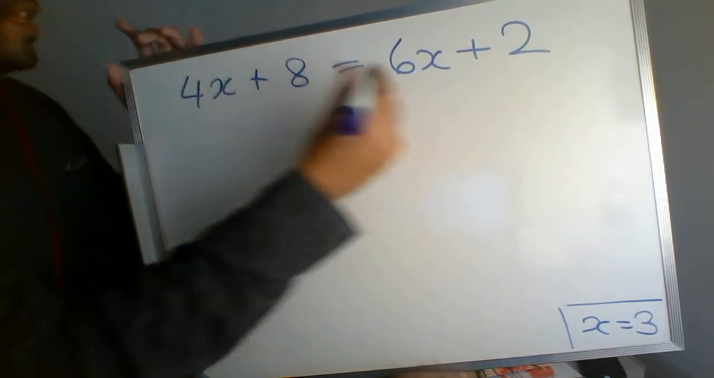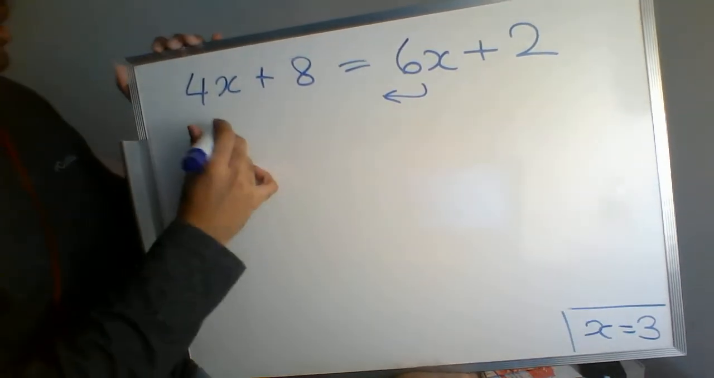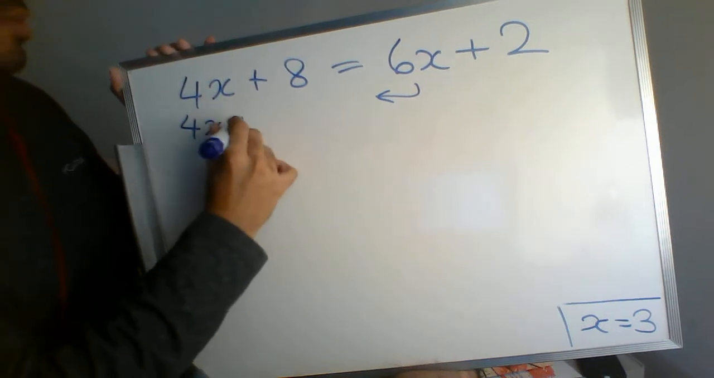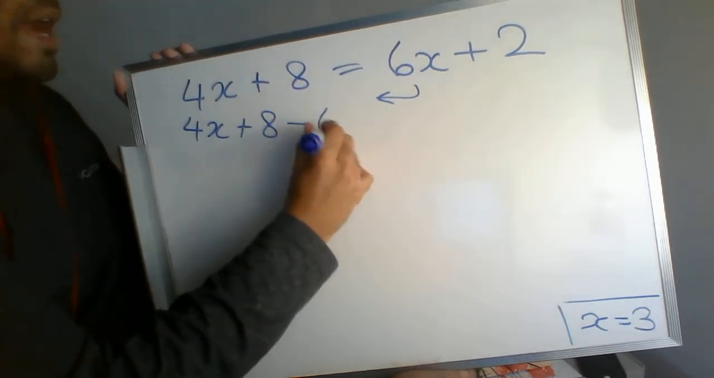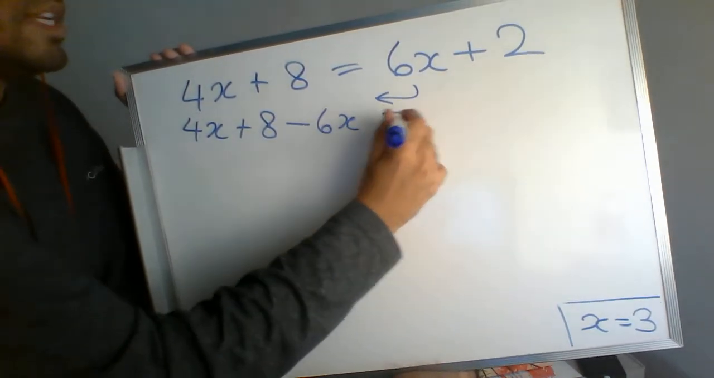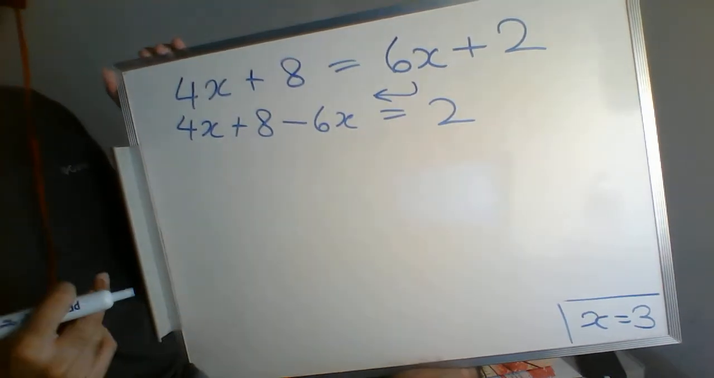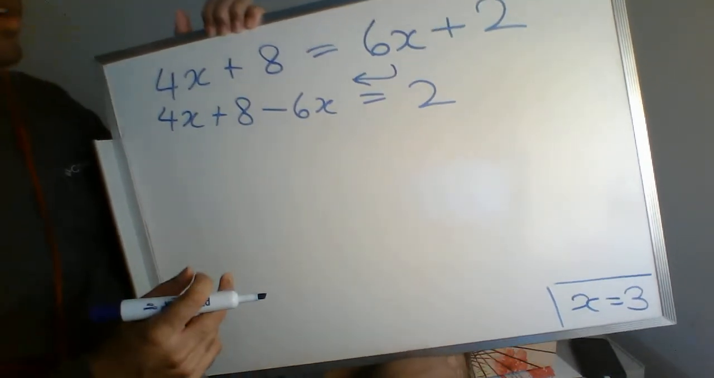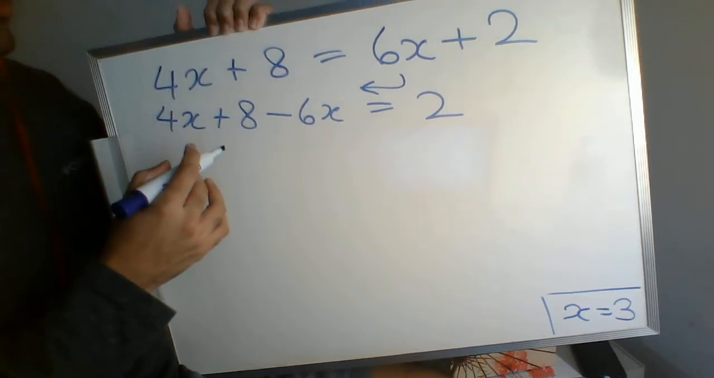So if we go ahead and do that, we'll pull the 6x over to the left side, so it'll become 4x plus 8 is what we started with, minus 6x is equal to 2. Alright, so that's what we've got here, is that we've got 4x plus 8, that's what we started with on the left side.